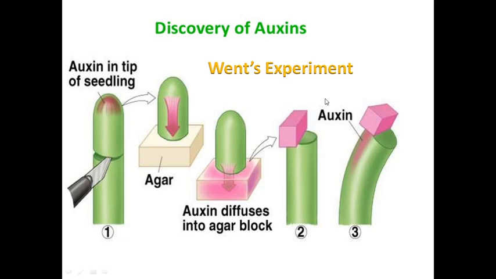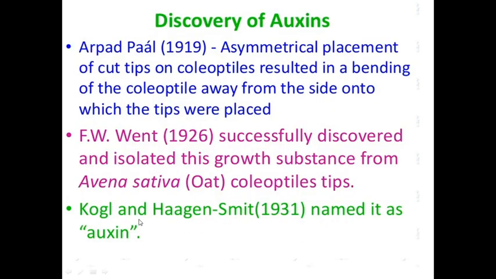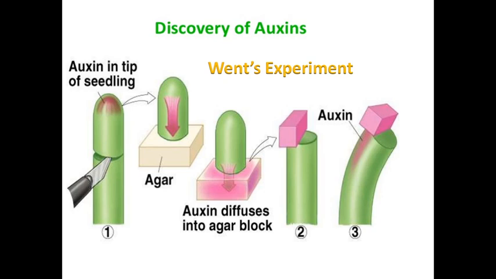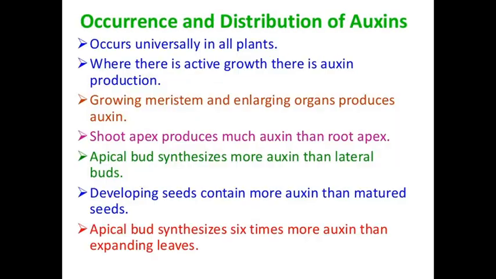The name auxin was given by Kogl and Haagen-Smit in 1931. The name auxin was not given by F.W. Went. It was given by Kogl and Haagen-Smit in 1931. Auxin means to grow. So there were the scientists Darwin and his son Francis Darwin, then came F.W. Went, and then came Kogl and Haagen-Smit, who named it. So this was all about the discovery of the auxins.